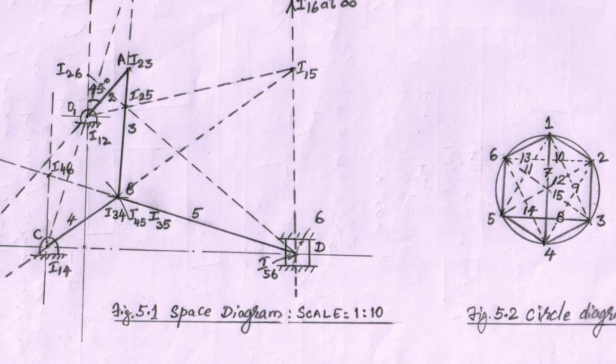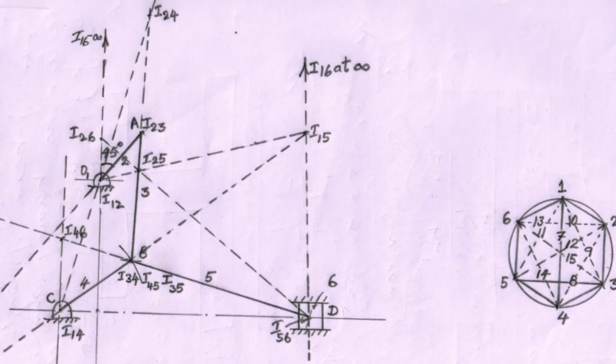Now see that 1,2 is available. 2,3 is at A point. 3,4, 4,5, and 3,5, all the 3 instantaneous centers are at B point. Now 1,4 is at C point. Then what about 3,5? 3,5 is already at B point. That's why 3,5 is also drawn with a dark line in the circle diagram. 1,6 is the instantaneous center of link 6 with respect to 1. Because it is a slider, I16 is at infinity.